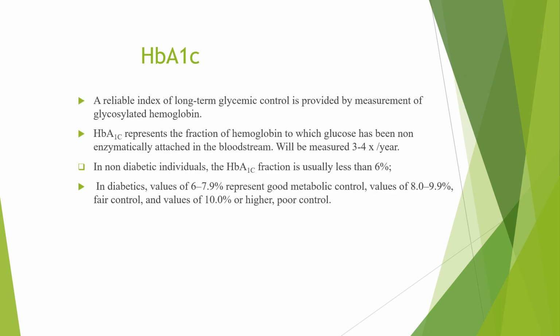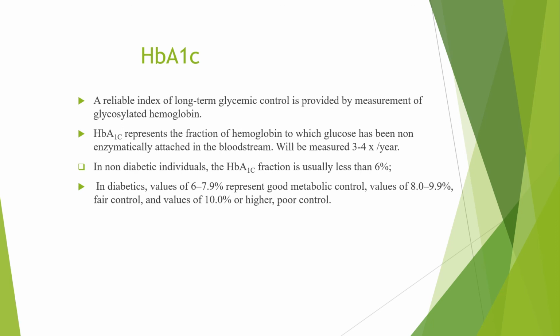Hemoglobin A1C is a reliable index of long-term glycemic control. It is provided by measurement of glycosylated hemoglobin, and this represents the fraction of hemoglobin to which glucose has been non-enzymatically attached in the bloodstream. Because of the half-life of red blood cells of around 120 days, it will be measured 3 to 4 times a year. In a non-diabetic individual, the hemoglobin A1C fraction is usually less than 6. In diabetes, a value from 6 to 7.9 represents good metabolic control, a value from 8 to 9.9 is fair control, and a value above 10 is poor control.